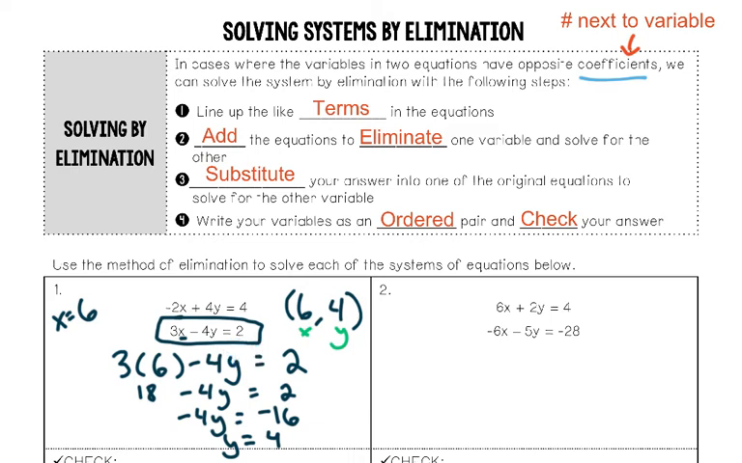So there you have it. That's how you solve a system of equations by elimination. You line up the terms in the equation, you add the equations to eliminate one of the variables, and you solve for the other. Then you substitute your answer into one of the original equations, just like we did here when we found x equals 6. We substituted that in and then solved for the other variable. When you get that done, you write your answer as an ordered pair and you check your answer to make sure. So let's go ahead and try number 2.